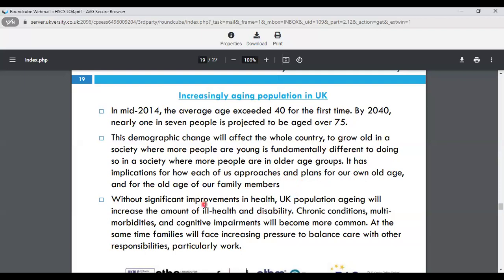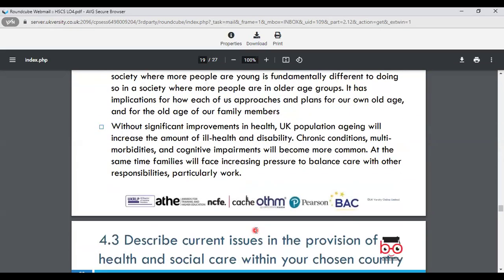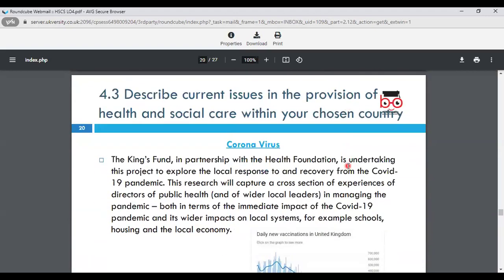If there are no significant improvements in health, UK population aging will increase the amount of ill health and disability. Obviously, there'll be more disabled people and more ill people with increasing age, and there'll be chronic conditions. So more of the finances and resources will go to treat them, to prevent their illnesses, or to rehabilitate them, rather than working on younger people. So that is also going to be a problem that is foreseen. Chronic conditions, multimorbidities, and cognitive impairments will be more common. At the same time, families will face increasing pressure to balance care with other responsibilities, particularly work.